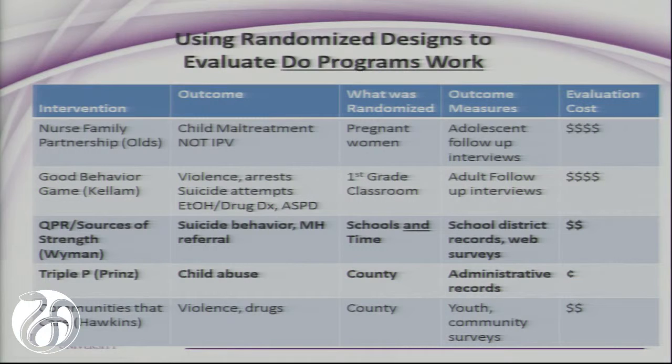The Good Behavior Game has impact. It's a first grade intervention when the kids are, probably you guys can't see it on the things, but the kids are about this big when you start, and it has impact into young adulthood, 13 to 15 years later. That's big news that we have these things. So here are the things that it's significantly reduced: violence, adult and juvenile arrests, suicide attempts, alcohol, drug dependence disorders, and antisocial personality disorder as well.